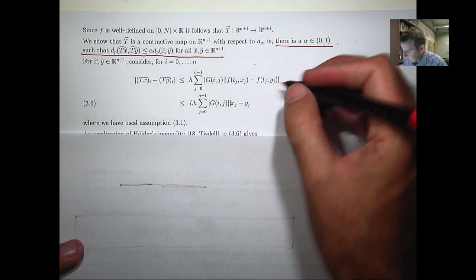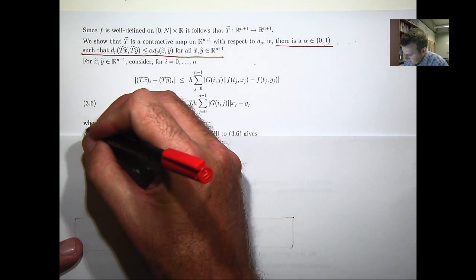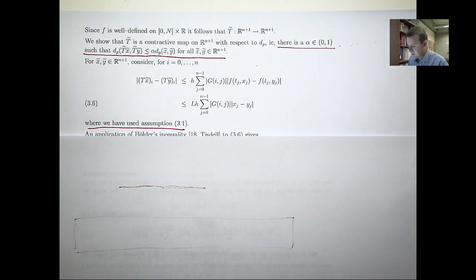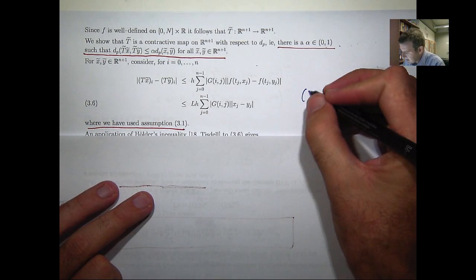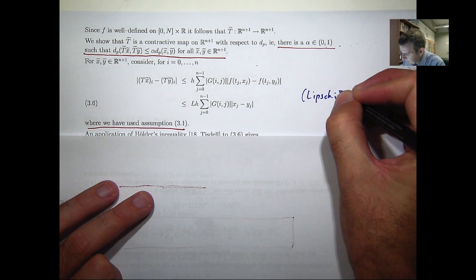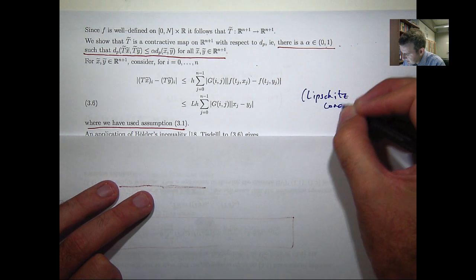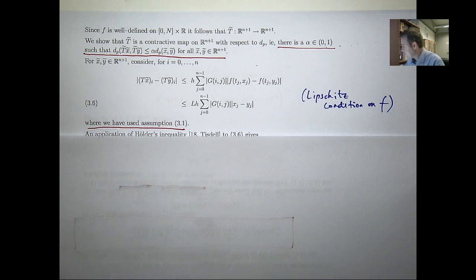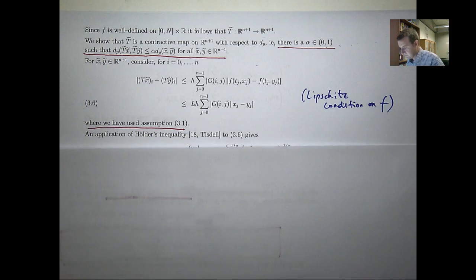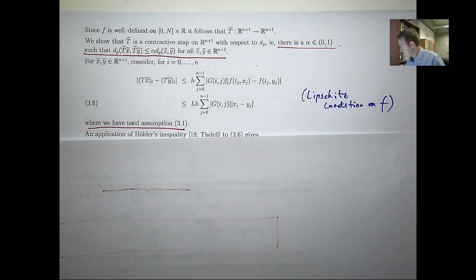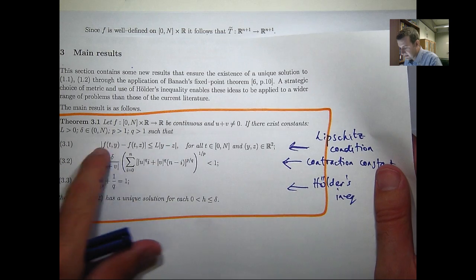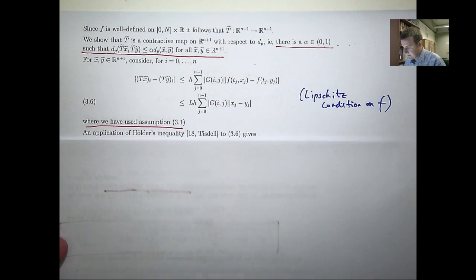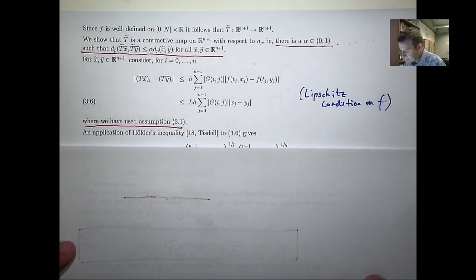We can come up with this. Now, from here to here, we've used assumption 3.1, which is just the Lipschitz condition on F in our main theorem. Where is it? Okay, this one here. Okay, so we come up with the following inequality.